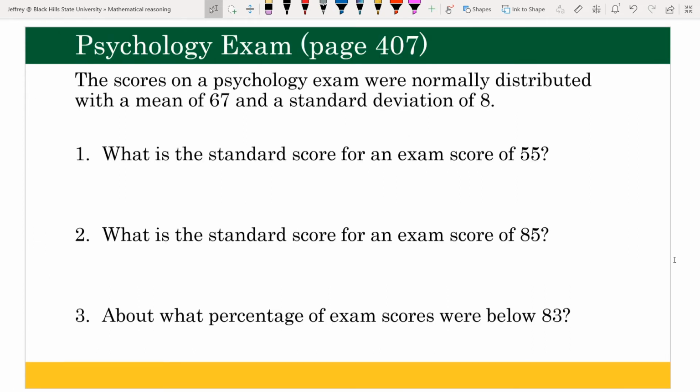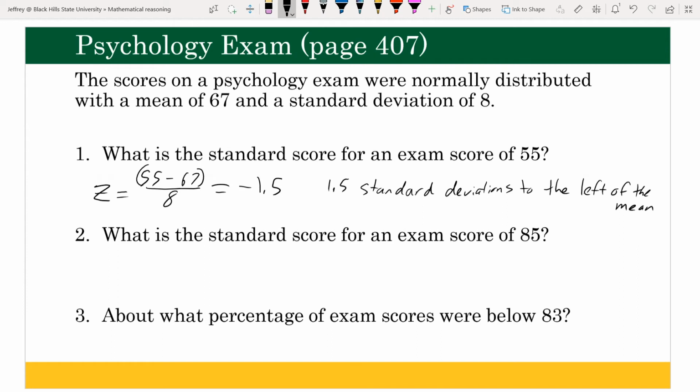So in this example, we're looking at a psychology exam, and the scores were normally distributed with a mean of 67 and a standard deviation of 8. And we want to find the standard score for an exam score of 55. So what I'm going to do is take 55 minus 67, and divide that by 8. Now, on your calculator, it is important to make sure that you put the numerator in parentheses, since we need to make sure we do the subtraction first before the division. So the z-score we should get is negative 1.5.